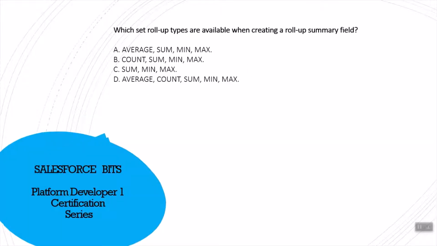Next one, which rollup types are available when creating the rollup summary fields? Means which are the functions which are supported while doing the rollup on the master detail relationship. So the correct answer is, I think it's a simple one, count, sum, min, max. And yes, the correct answer is B.